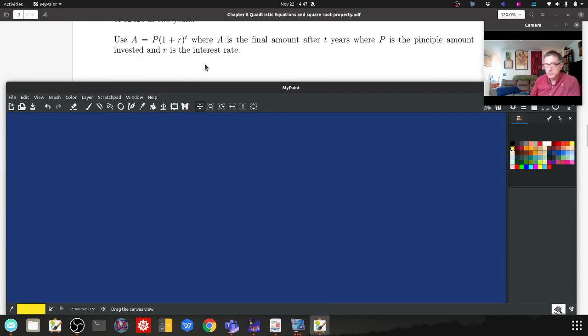So we're going to be using A is equal to P times 1 plus r raised to the t. So r is our unknown.